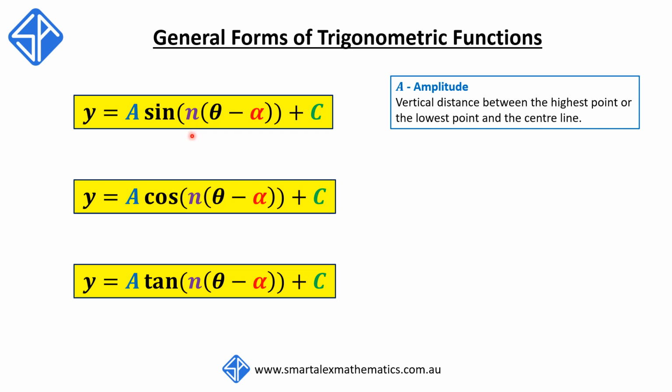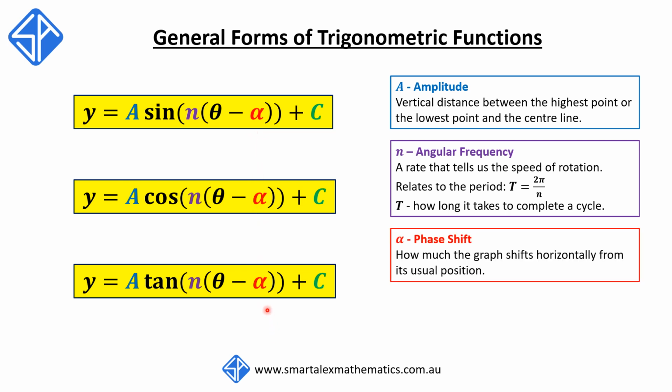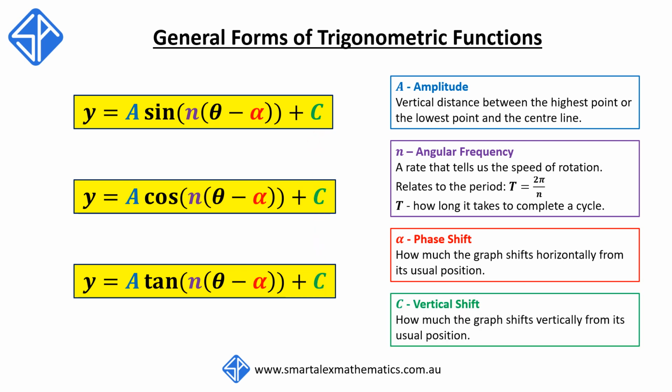Next, the variable n represents the angular frequency. The angular frequency tells us the speed of rotation, and it is related to the period, which is how long it takes to complete a cycle, by the equation T is equal to 2 pi divided by n. Next, the variable alpha represents the horizontal phase shift. This tells us how much the graph shifts horizontally from its usual position. And lastly, the variable c represents the vertical shift. This tells us how much the graph shifts vertically from its usual position.